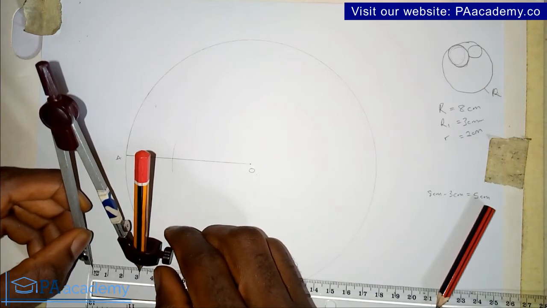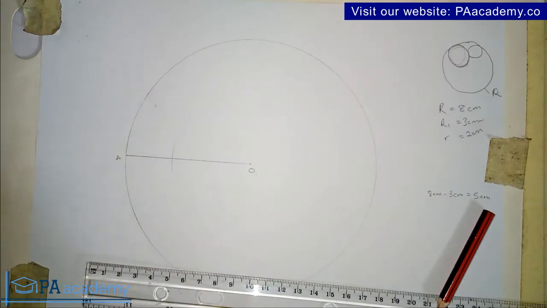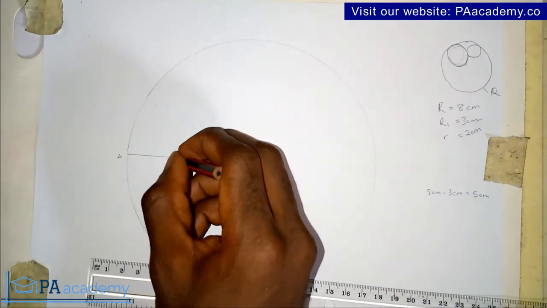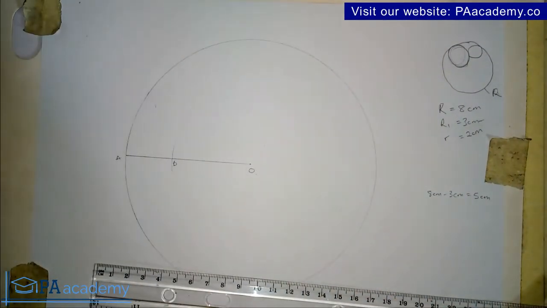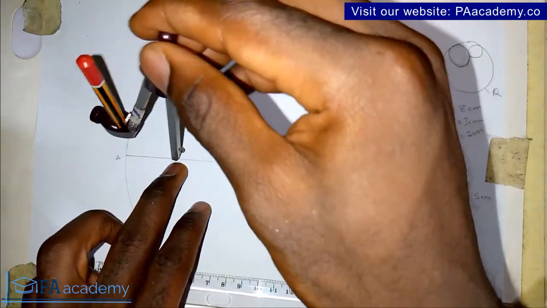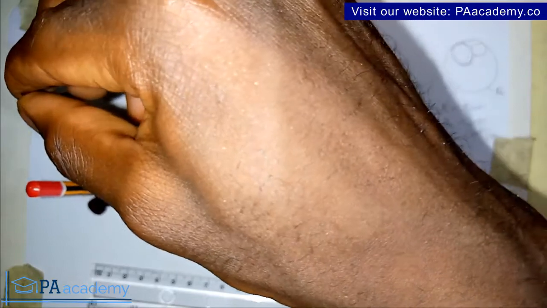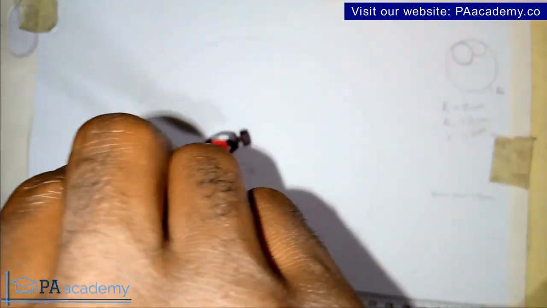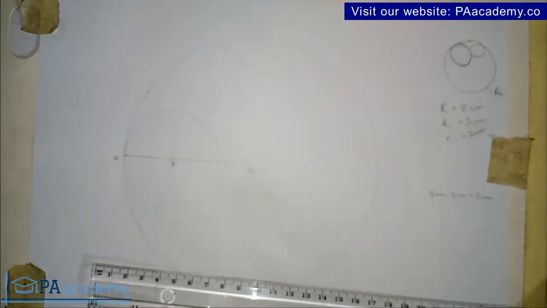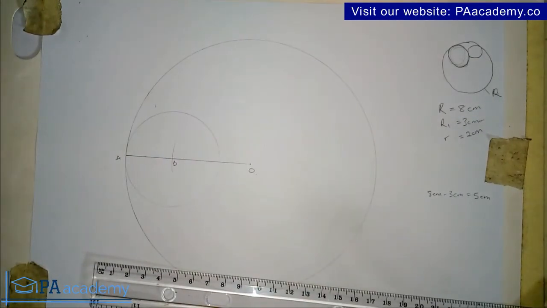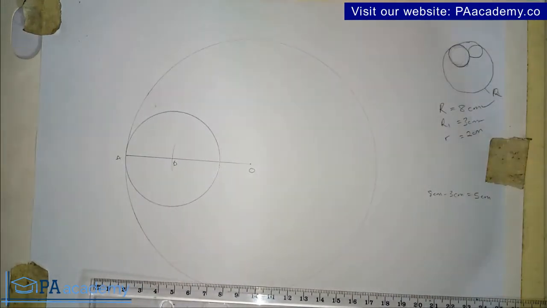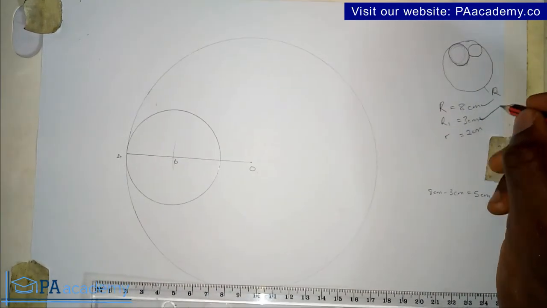So make sure it's properly done. Now you place it on this point. Let's call this point B. Point B will represent the center of the second circle. And from there, you draw the circle. You can see we already have our second circle. As of now, we already have our first circle and then our second circle.